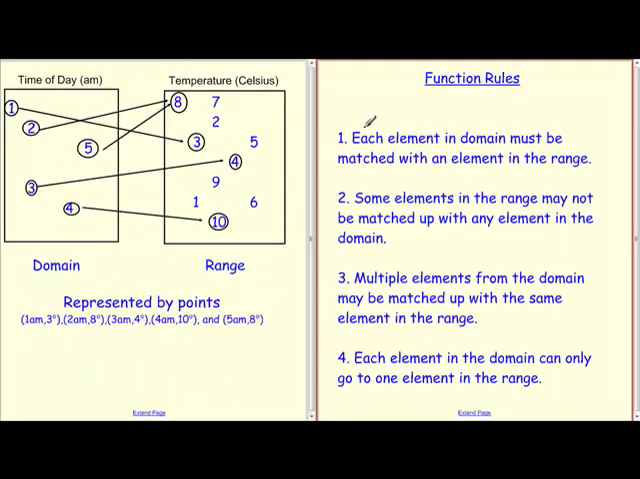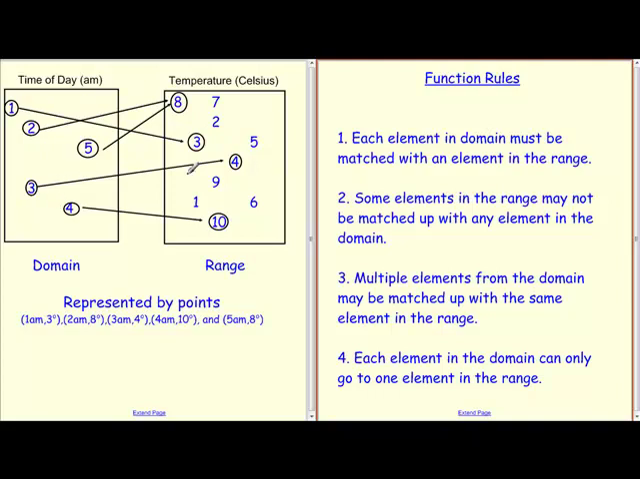Alright, in order for something to be a function, there are 4 rules that need to be followed. First rule is that each element in the domain must be matched with an element in the range. Okay, so you see here, each value that's in this box, in this set A, gets mapped to somewhere in the range. And if you think about that, it makes sense because, for instance, in this example, at every time of the day, there is a certain temperature that it is. Okay, so we should always have a temperature that every value in set A gets mapped to.